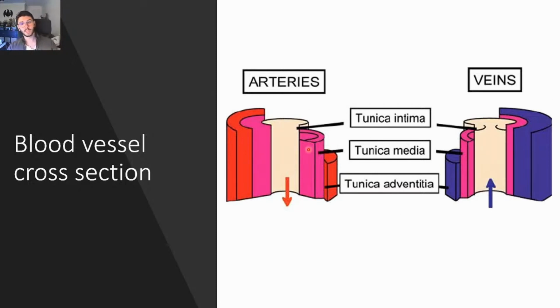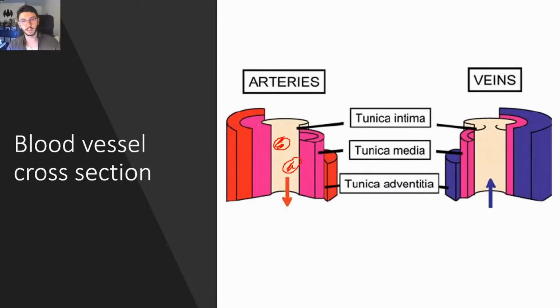Now the tunica intima is the innermost layer of the blood vessel. It's usually single-celled squamous epithelium, and its whole function is to reduce friction. As you can imagine, red blood cells are quite thick, and they are the solid part of the blood, and they can cause friction. So 45% of the blood is solid cells, so you want something to reduce the friction and line the vessel.